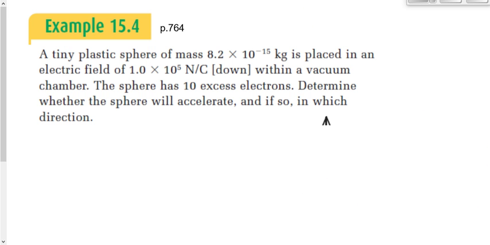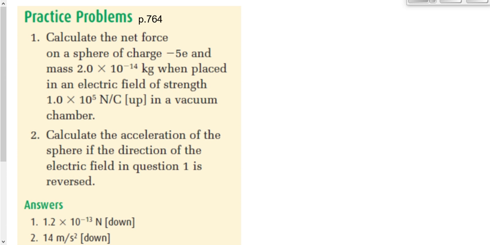All right, let's take a look at page 764, both of these questions, mainly because the answers that they give us in the textbook are incorrect for both of them. 764 says, what's the net force on a sphere of negative 5e, that's negative 5 times the elementary charge, when it's placed in an electric field that's upwards in a vacuum chamber. So we want to find the net force.